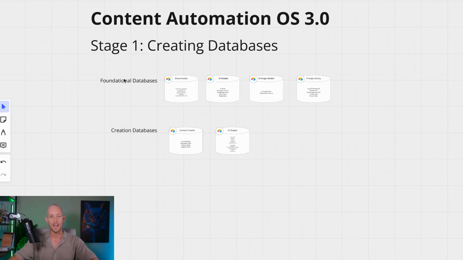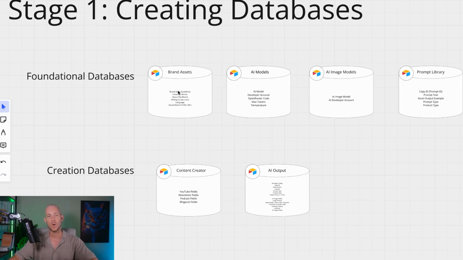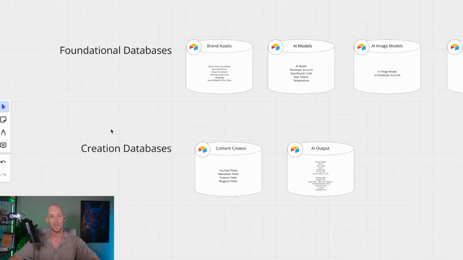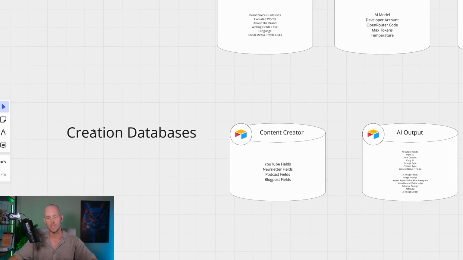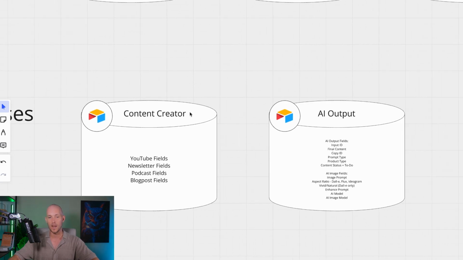So that's like our foundational databases, right? That's pretty much going to be used no matter what we build. We build this in once into our database, and then we can use it in all of our workflows moving forward. But then in this particular system, we have our creation databases. Here we have our content creator database and we have our AI output database.